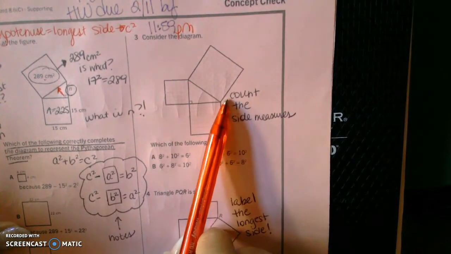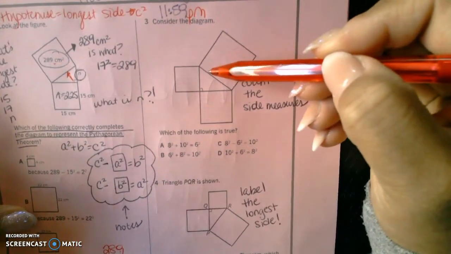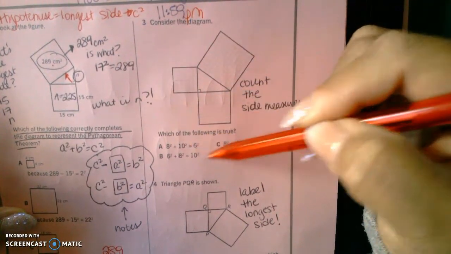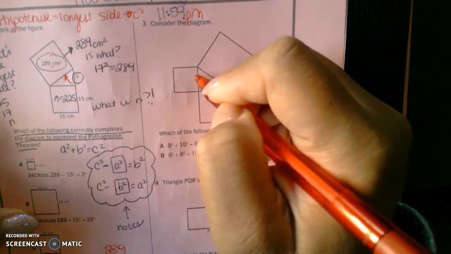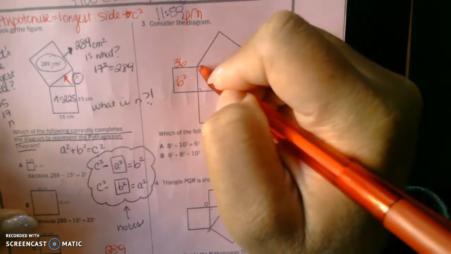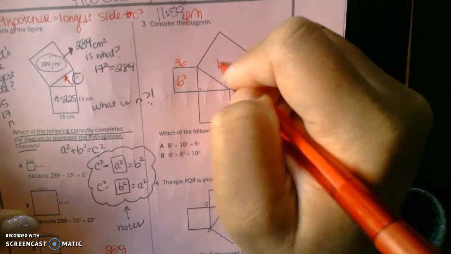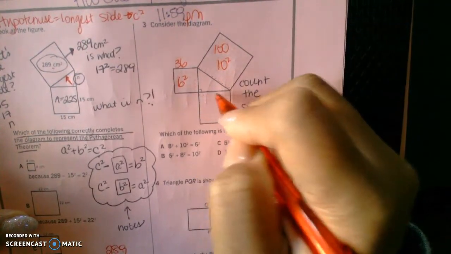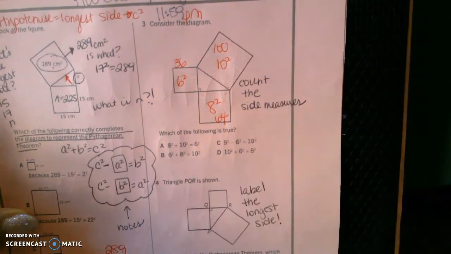All right, so here, number 3, consider the diagram. Count the side measures. So what that means is these little squares here, I need to count them to see how long they are to find the area of them. And according to these answers, it looks like I'm dealing with 8, 6, and 10. So this is 1, 2, 3, 4, 5, 6. So this is 6 squared, which is 36. This is 1, 2, 3, 4, 5, 6, 7, 8, 9, 10. This is 10 squared, so this is 100. And this is 1, 2, 3, 4, 5, 6, 7, 8. 8 squared, so this is 64.